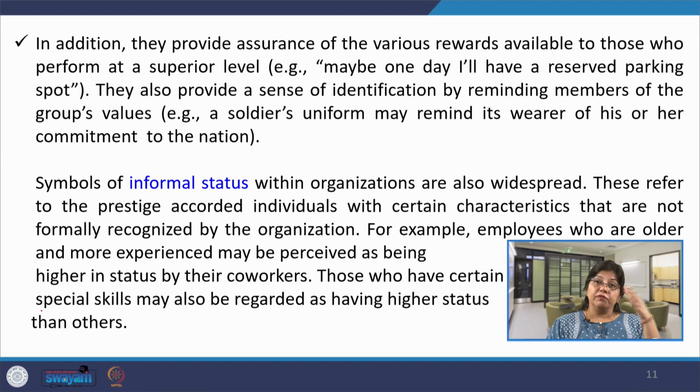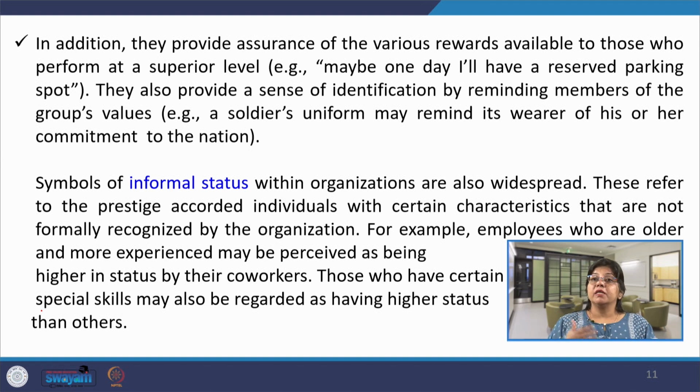At the same time, formal status has its own structure and its own reflection through symbols and decision making authority. The other kind of status is informal status, which is very widespread in organizations, very much perceivable in terms of the interpersonal relationships we maintain with every member of the organization. For example, any senior employee who has served a particular organization for maybe the last 20 or 25 years will be considered senior, and he will be accorded prestige for being one of the senior employees of the organization, irrespective of his position in the hierarchy.